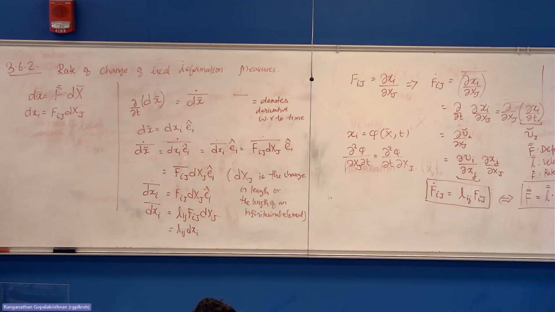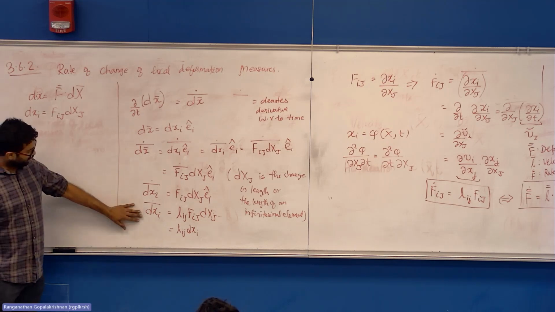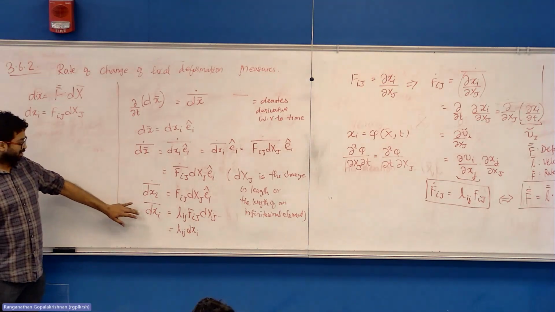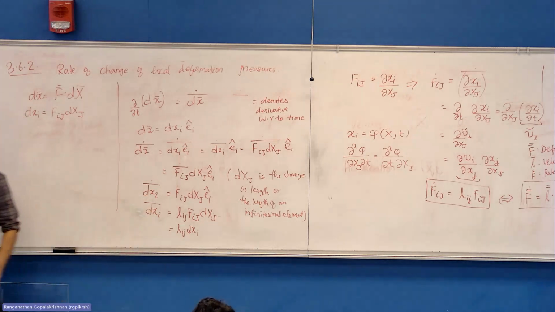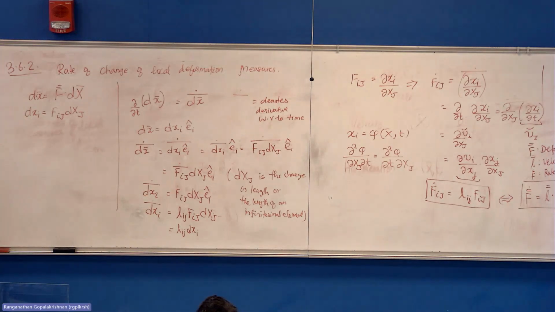So this is dx_i, the rate of change of position along direction 1, 2, or 3. But usually, what is the quantity that we care about?